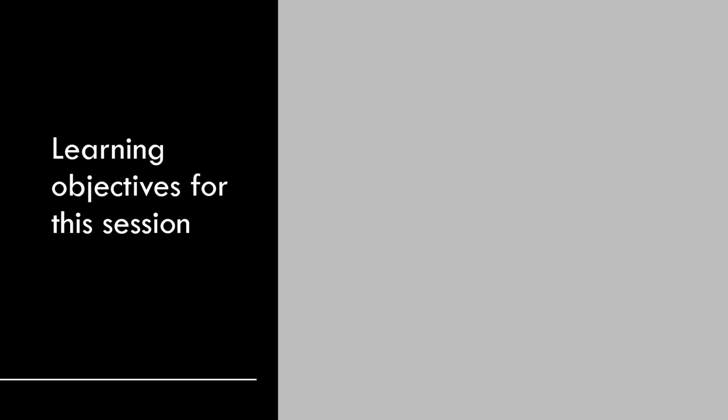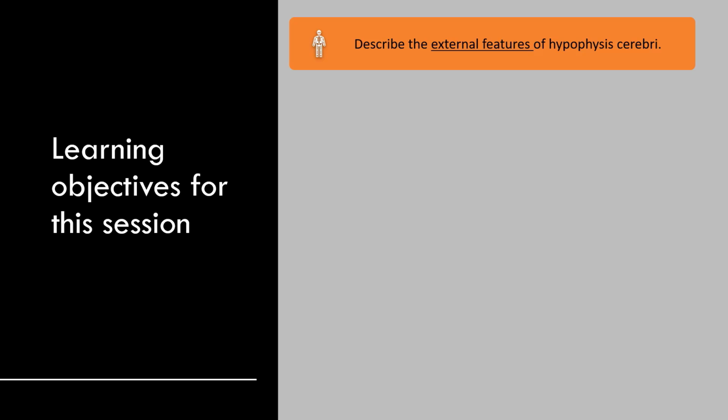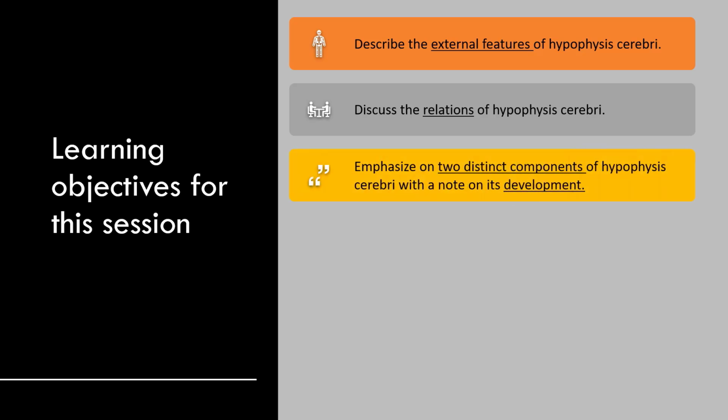Let us look at the objectives for today's session. At first, I shall describe the external features of hypophysis cerebri. Later, I shall discuss the relations of hypophysis cerebri. Hypophysis cerebri is actually a two-in-one structure. It has two distinct components. We shall emphasize on two distinct components with a note on its development.